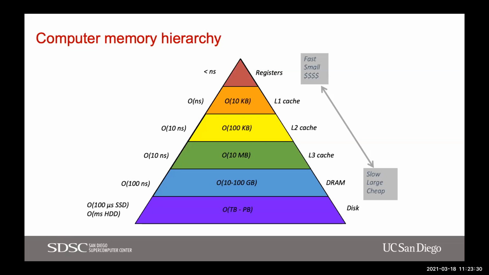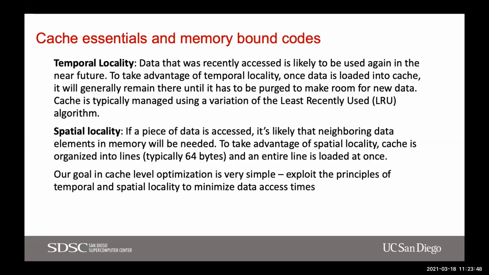You could think of this as very, very fast, small memory that's on the processor. That's much easier, much quicker to access than main memory or the DRAM. So what we want to do is get data moved into cache, and once it's there, we want to try to reuse it. So for cache, there are two things we need to keep in mind. There's temporal locality and spatial locality.